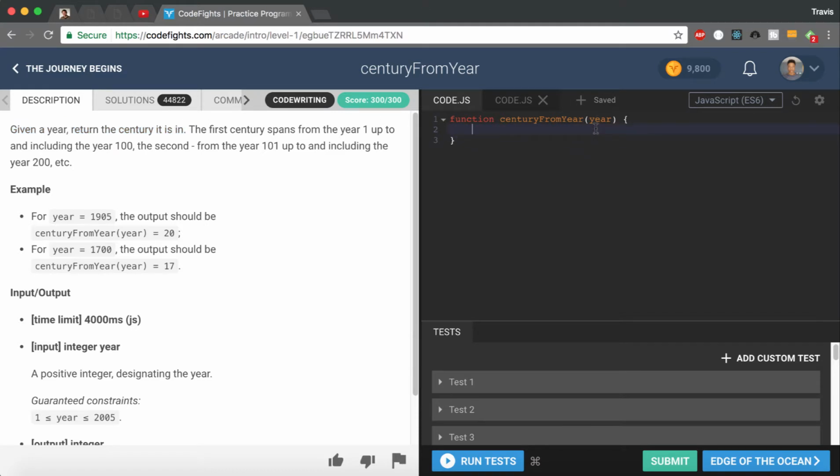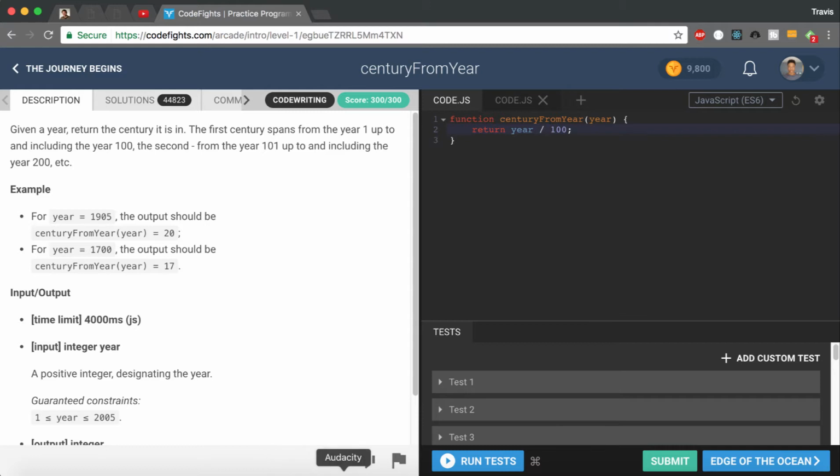So we have a parameter of year, so we're going to put in any year that we want, and we want to return the century of that year. To do this, first off, we're going to write down return. To get the century, basically we need the first 2 digits, for example, of a 4-digit year. Or if it was 3 digits, then it would be a 1-digit number, right? So we're going to type down year divided by 100.